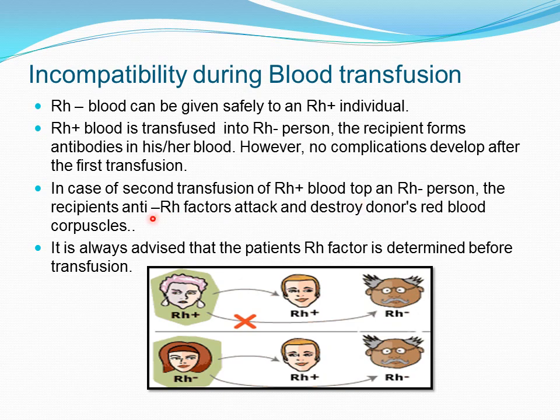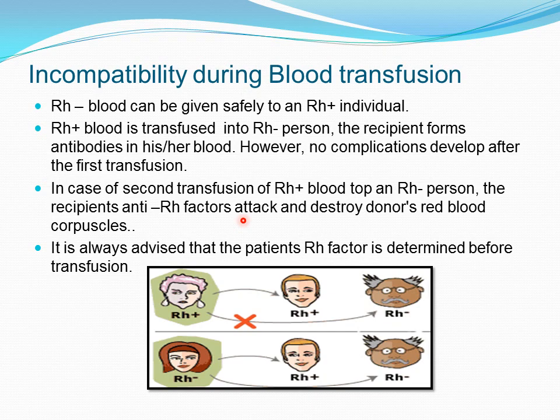Now the body has already started producing anti-Rh factors. So they start attacking and destroying the donor's red blood corpuscles. Now as they are destroying the donor's red blood corpuscles, what will happen? This blood transfusion will not only be unsuccessful, rather it can be life-threatening, because there will be chances of agglutination or clumping, or clotting in the blood vessels.